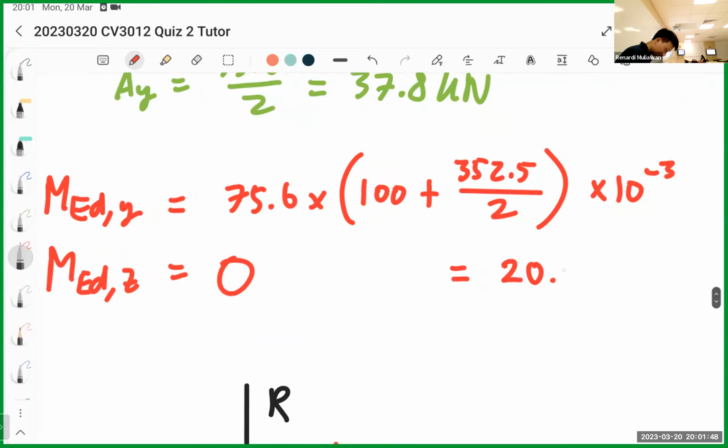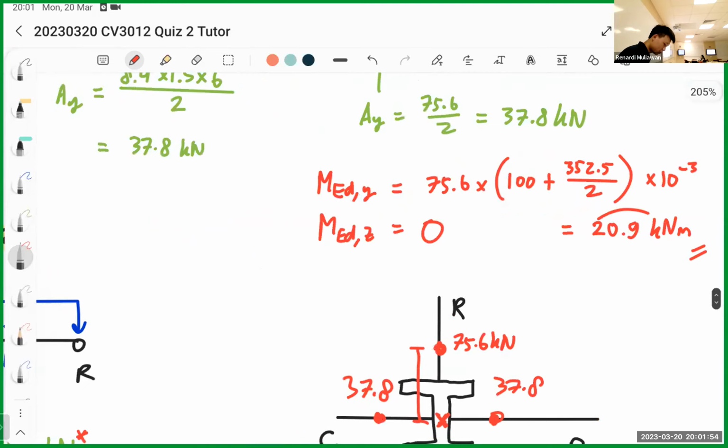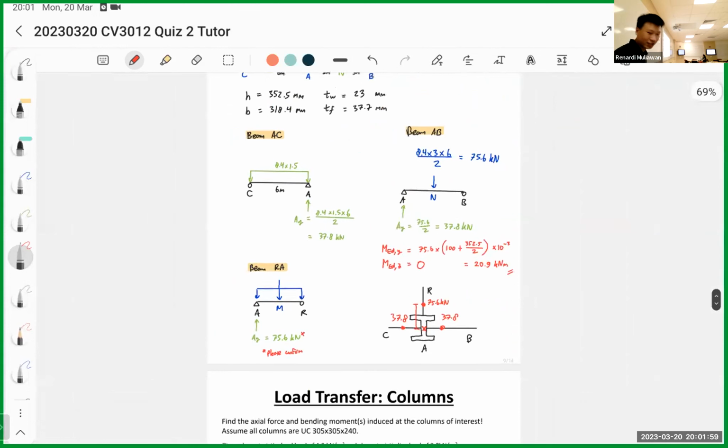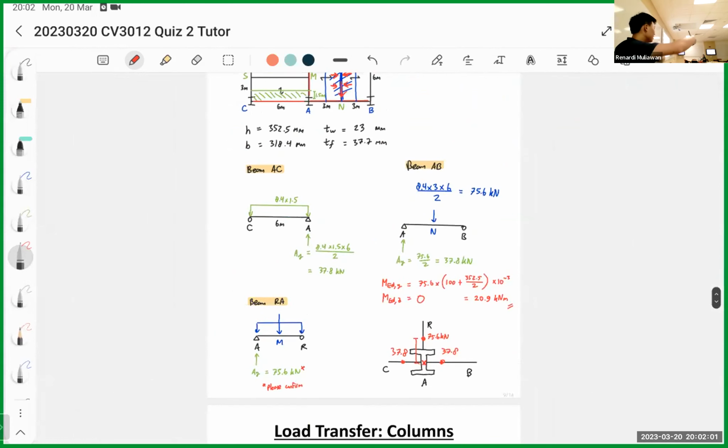You get 20.9 kilonewton meters. So you have MEdy equals this, MEdz equals this. I hope you get the point here. This is just like quiz one. You have the slab, you put it to the beam. But this one we have one more step further. From the beam we find the reactions, then these reactions are going to be the column's load.